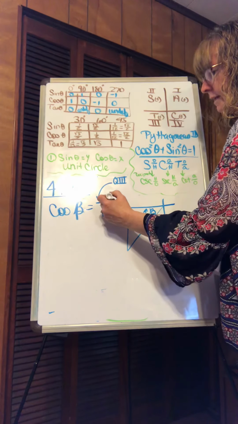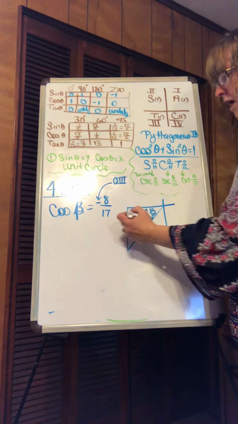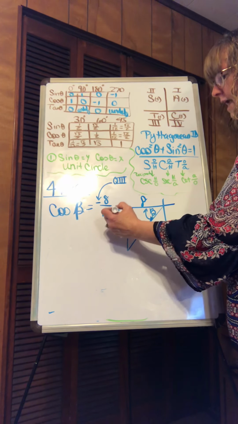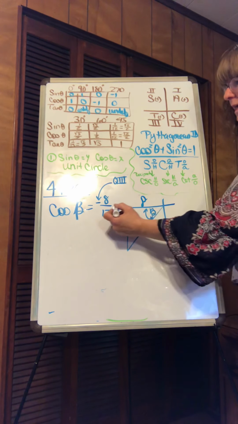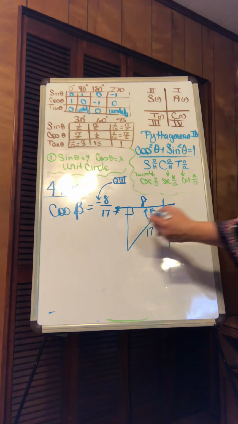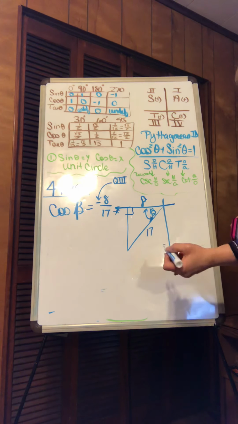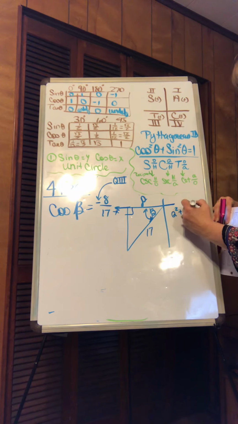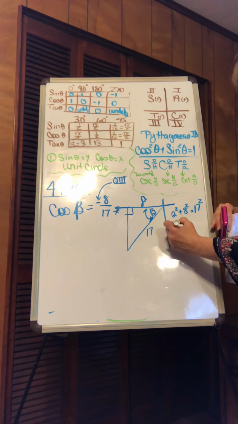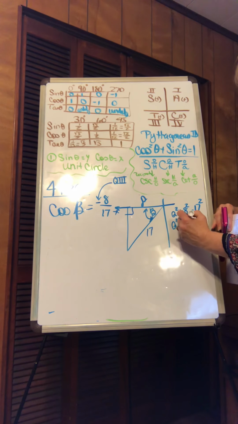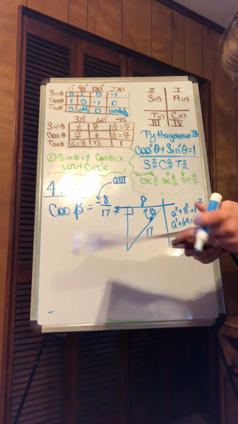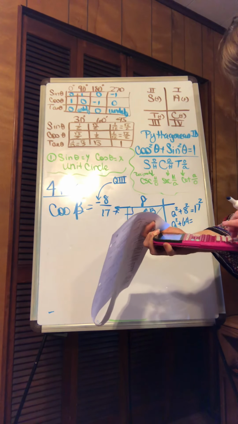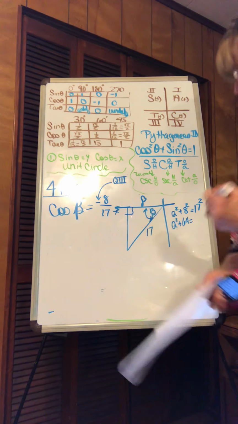So cosine is adjacent over hypotenuse. Adjacent, here's my 8, and here's my hypotenuse is 17. So again, the negative on x means I went 8 in the negative direction. What's my altitude? Pythagorean theorem. A squared plus 8 squared is equal to 17 squared. So a squared plus 64 is equal to 17 squared, which I should know, but I don't, so I'm just going to type it in fast. Don't want to make a mistake. 289.